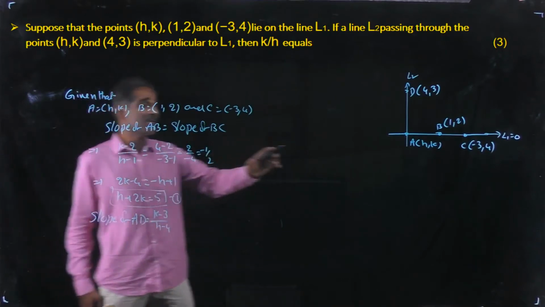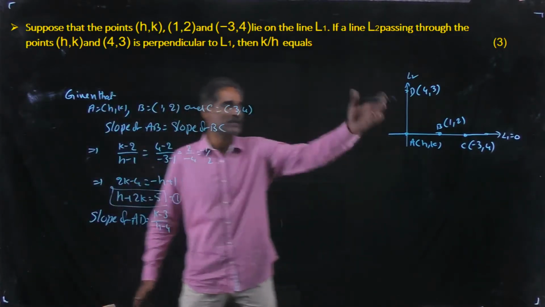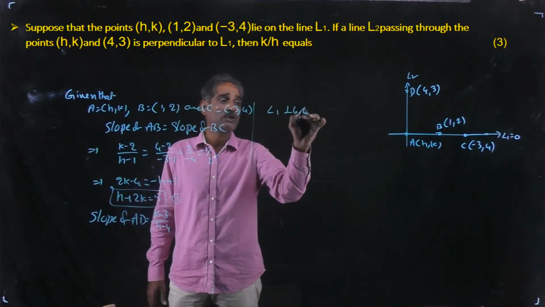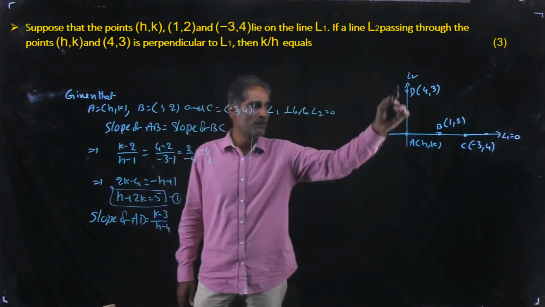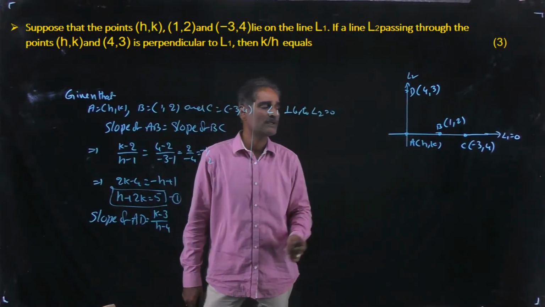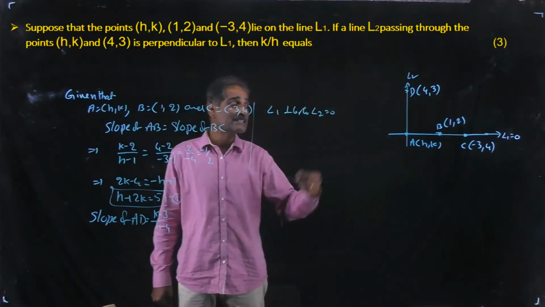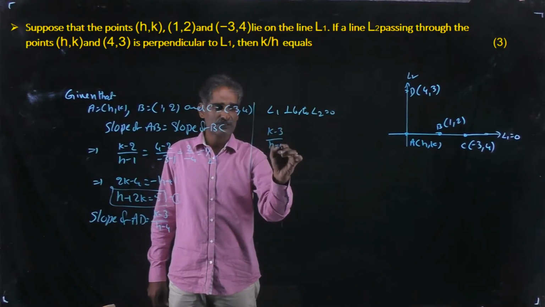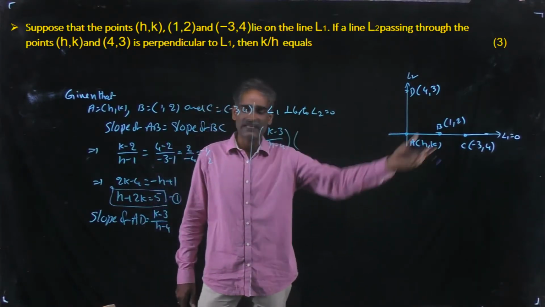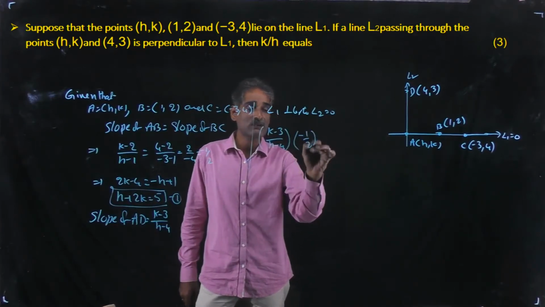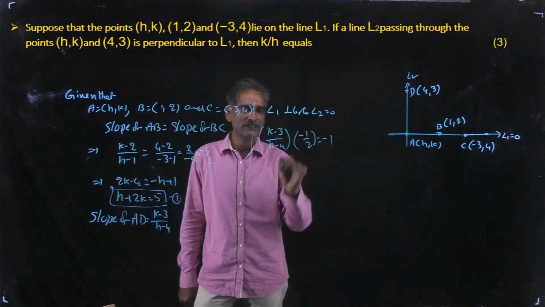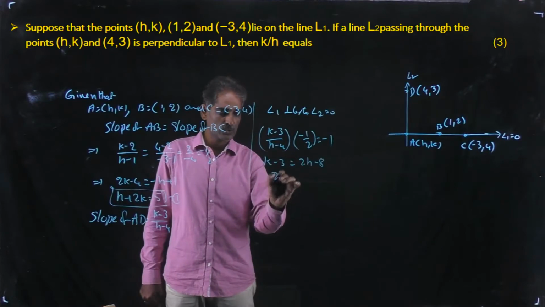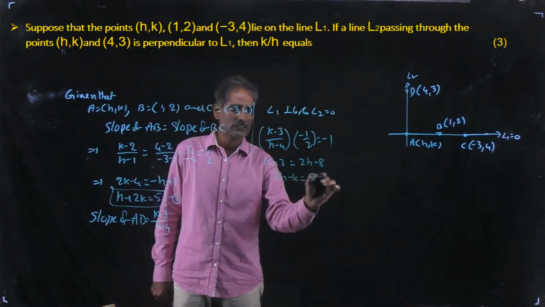Here AD and the line L1 are perpendicular. That means L2 and L1 are perpendicular. Therefore, slope of AD into slope of L1 is equal to minus 1. Slope of AD is k minus 3 by h minus 4, and the slope of the line L1 is minus 1 by 2, equal to minus 1. So minus minus gets cancelled. k minus 3 is equal to 2h minus 8. So 2h minus k is equal to 5. This is equation 2.